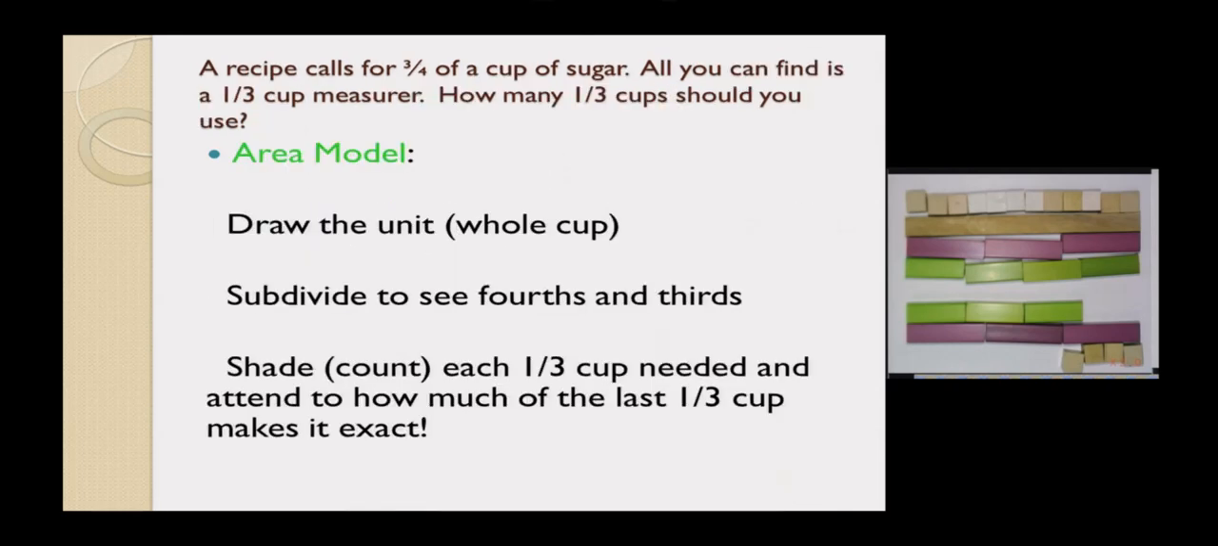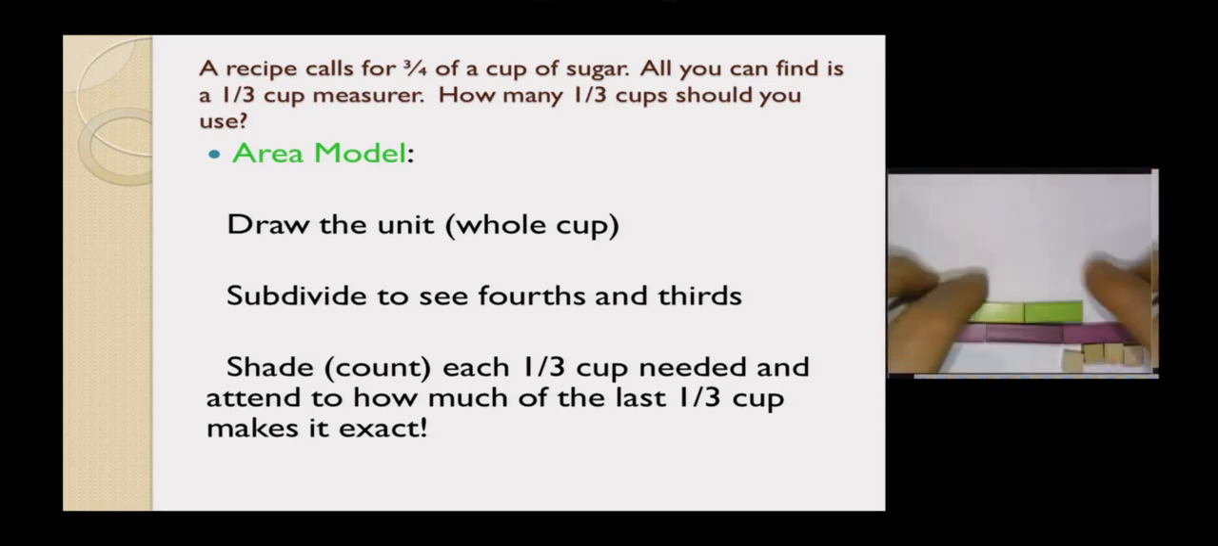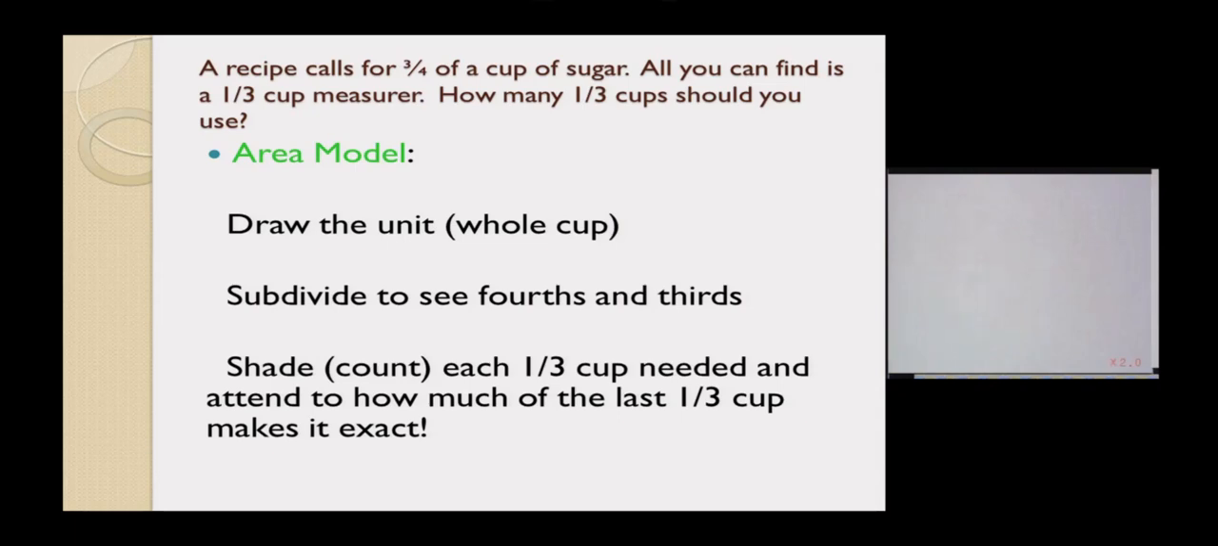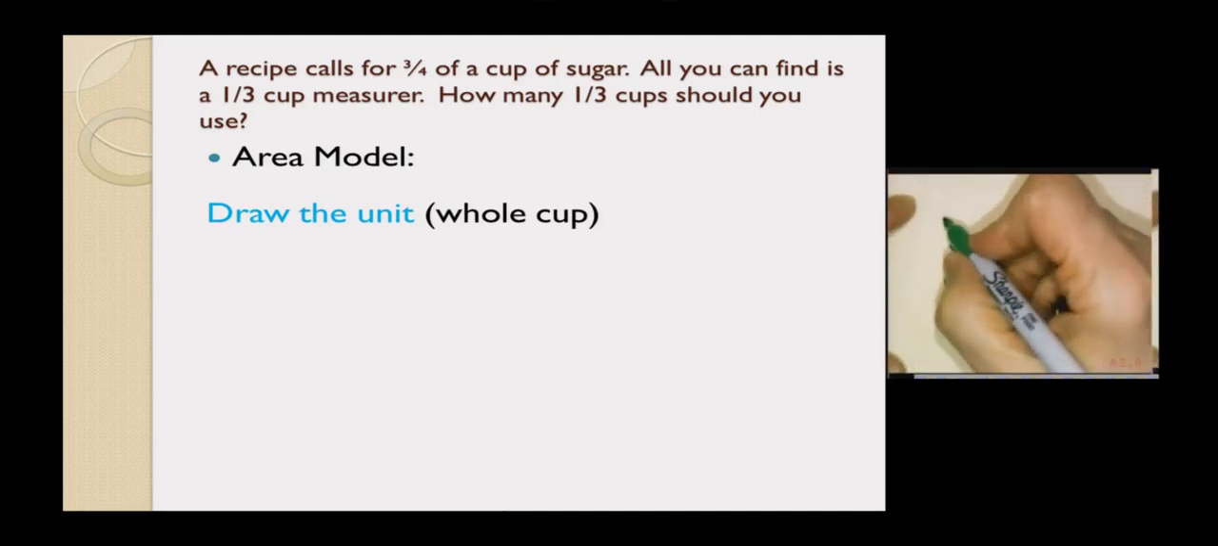So we measured that, and now we're ready for the area model. Okay, so area model here, again, we're going to draw the unit. We're going to subdivide it because we need to know what fourths and thirds look like. And we're going to count how many 1/3 cups it takes and how much of the last 1/3 cup. So let's draw the unit. This is what a whole cup of sugar looks like.